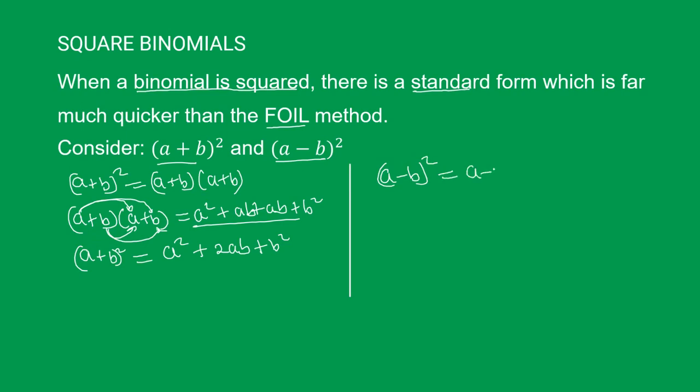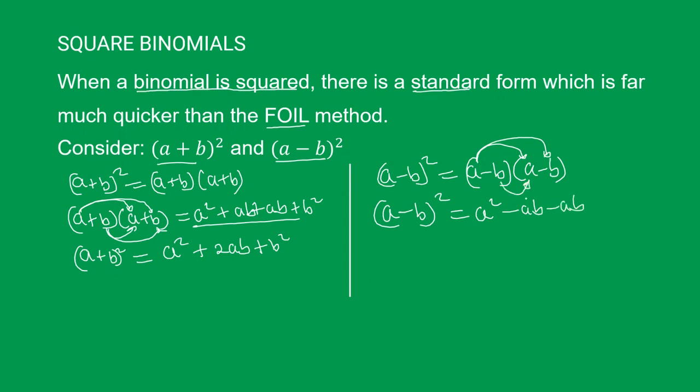And then if we have (a - b) squared, this is like (a - b) times (a - b). So (a - b) squared is equal to a times a, that is a squared, a times negative b, that is negative ab, negative b times a, that is negative ab, negative b times negative b, that is positive b squared. So (a - b) squared is equal to a squared minus 2ab plus b squared. Right.